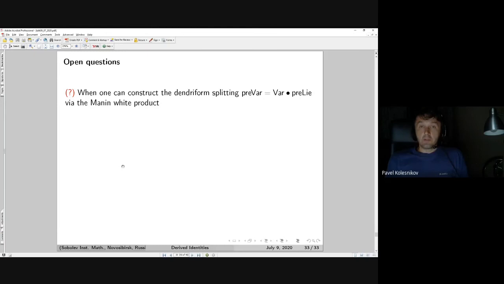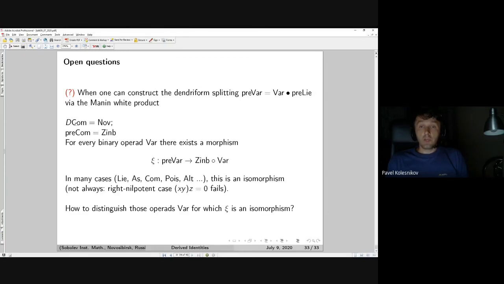And another interesting open question is related to the splitting procedure. In order to discuss a little bit more details, let us note that differential derived commutative algebras are exactly Novikov algebras. Split commutative algebras are Zinbiel algebras. Of course, good. So now we know that dVar is Var white product with Novikov. Can we say the same for preVar?